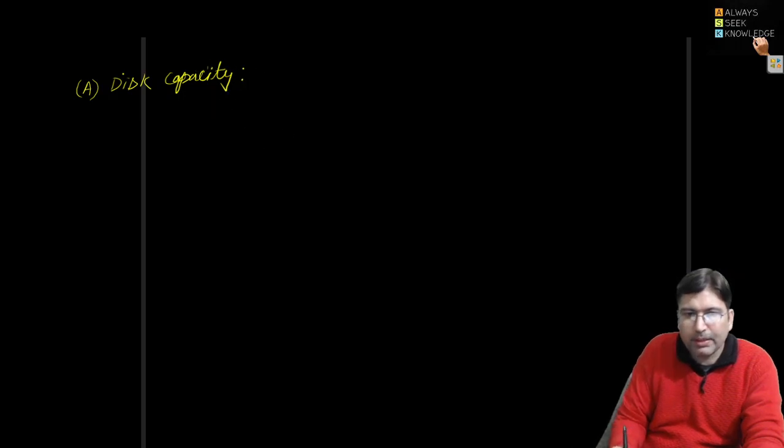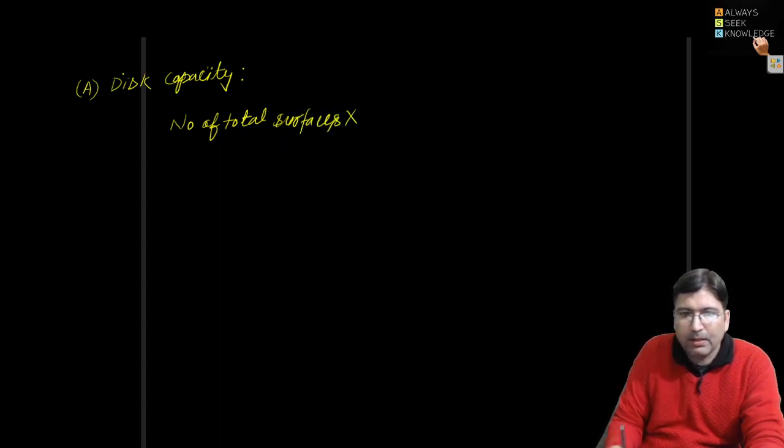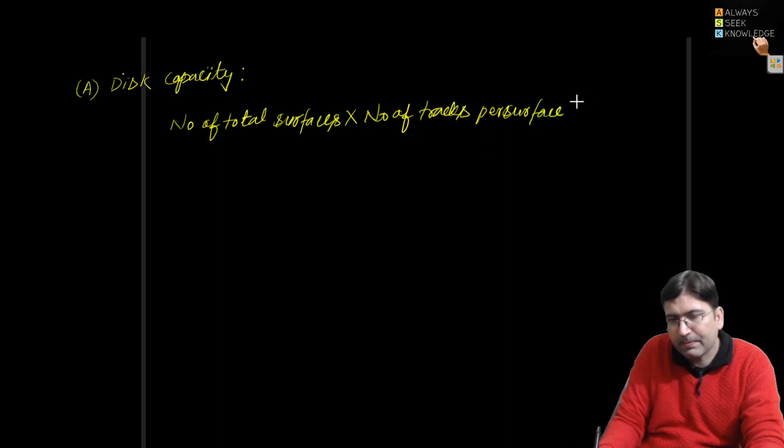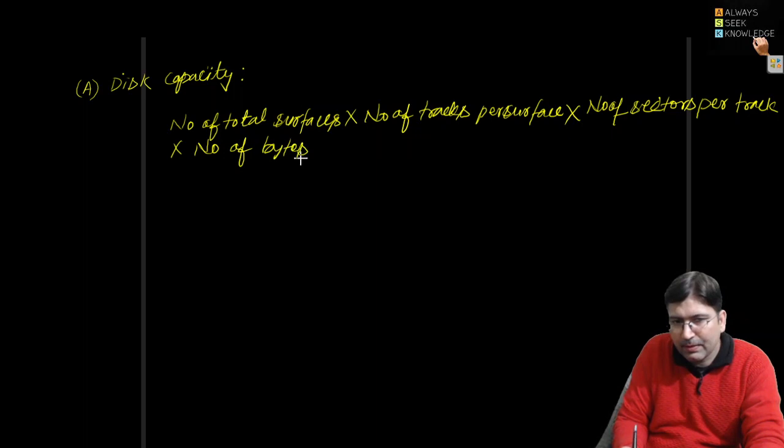So the disk capacity can be calculated as number of total surfaces multiplied by number of tracks per surface, multiplied by number of sectors per track, multiplied by number of bytes per sector.